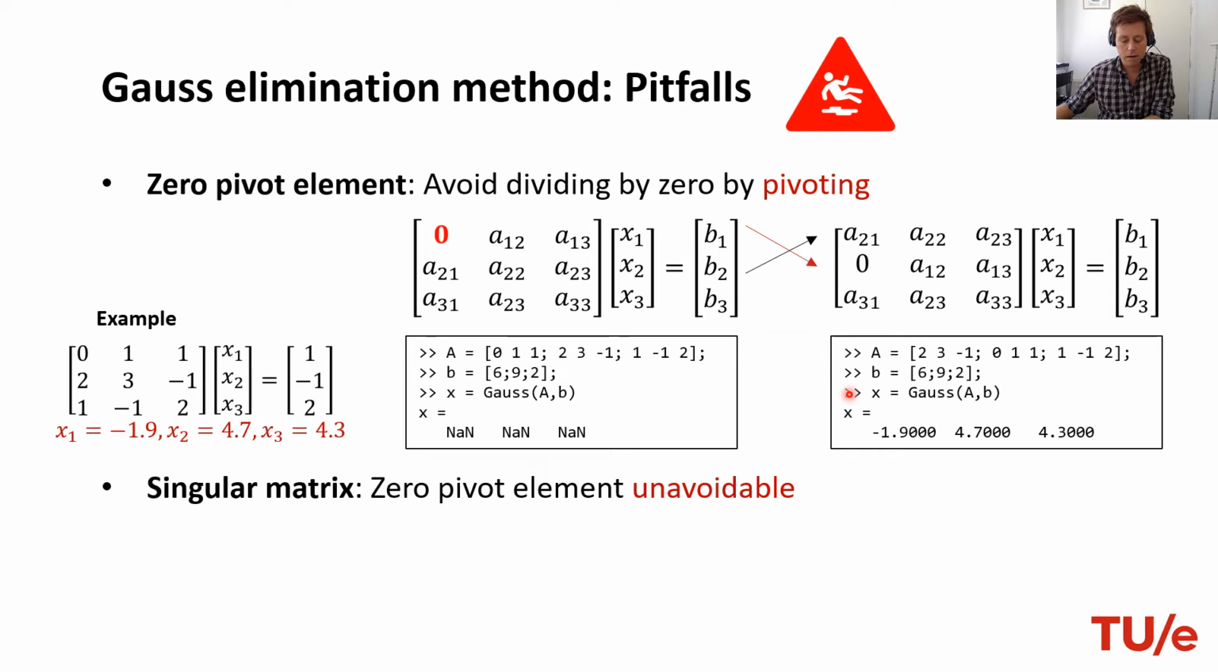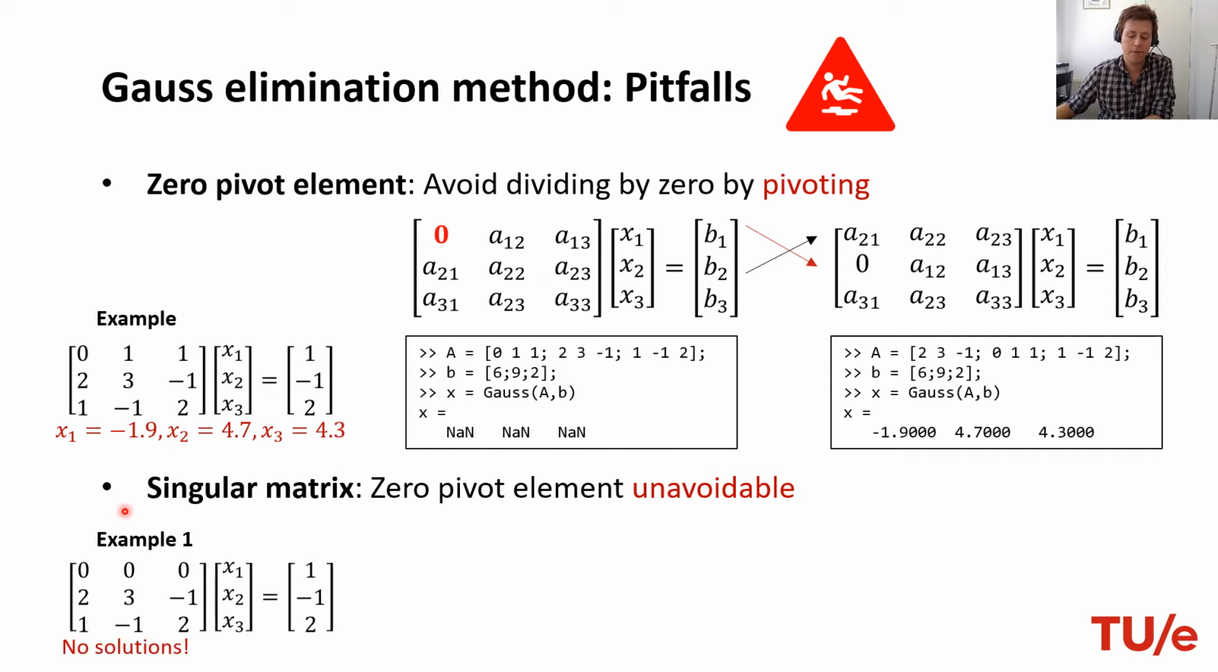Another bad case that can occur is if you have a singular matrix. For instance, when a full row of the matrix is equal to 0, so the rank of this matrix is less than 3, it has a 0 row. In this case, this system has no solutions. For this first row, the equation reads that 0 is equal to 1, which is obviously an inconsistent equation.